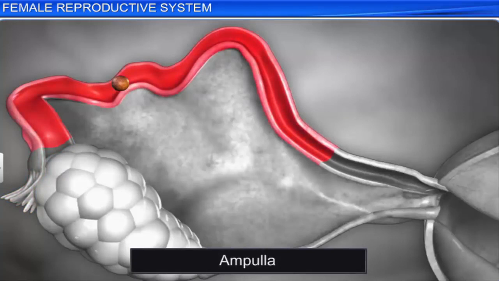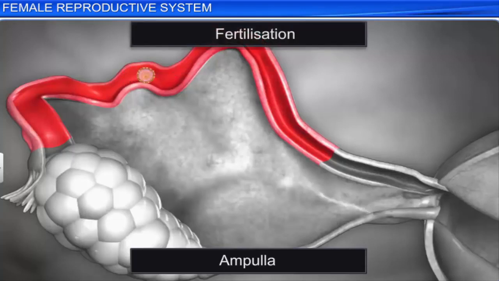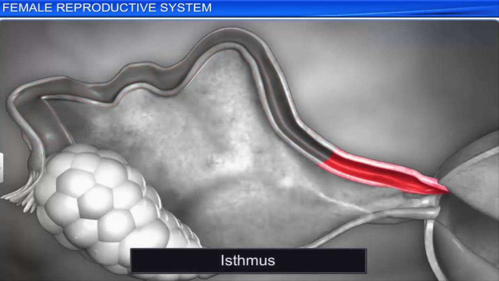The ampulla is the swollen and curved part behind the infundibulum. The fertilization of the ovum takes place in this part. The isthmus is a narrow and straight cavity, and it joins the uterus.